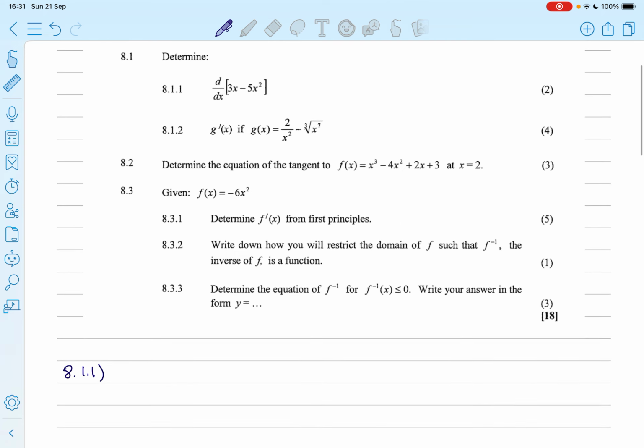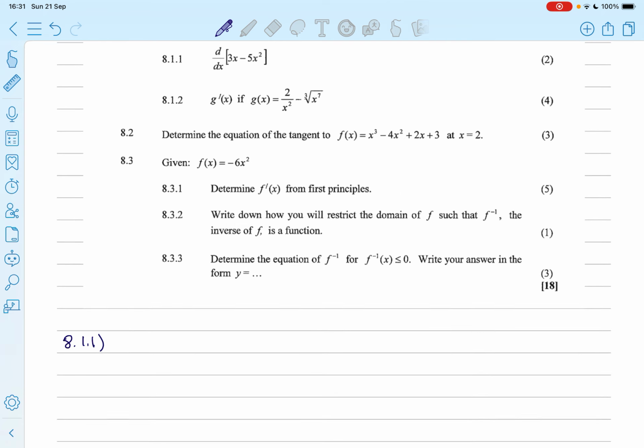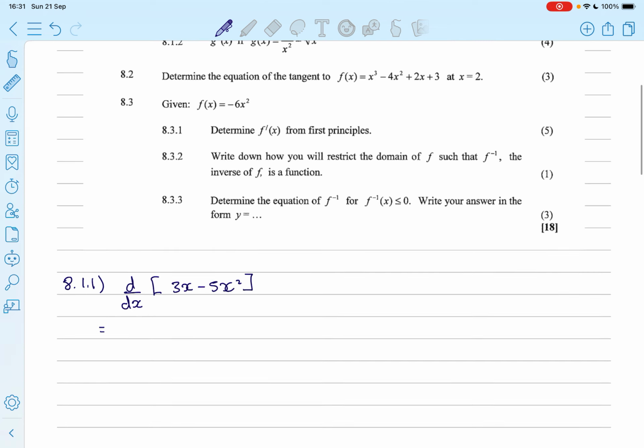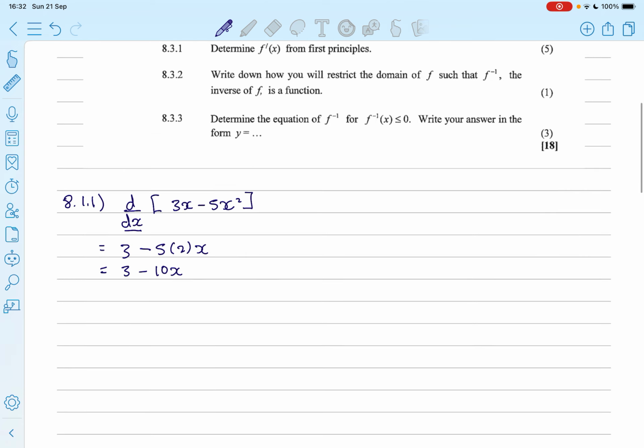d by dx of 3x. So we're going to write d by dx, open square bracket, 3x minus 5x squared. Because we have already been told that we are taking the derivative, we can just start with saying equal to and then go straight into writing the answer. So the derivative of 3x is just 3, and minus 5 times 2x. And then this simplifies to 3 minus 10x. And that's our answer for 8.1.1.